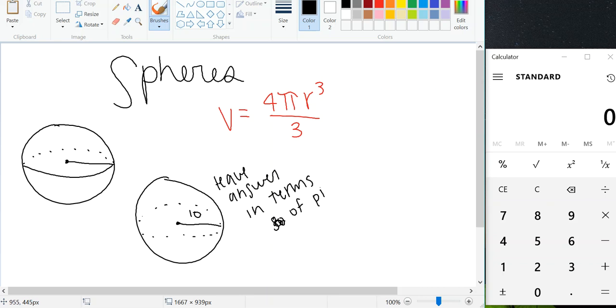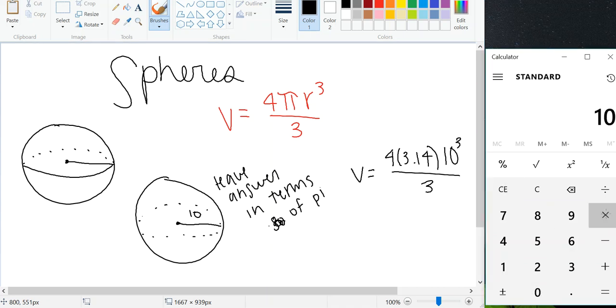We know the radius is 10. So I have V equals 4 times 3.14 times 10 cubed divided by 3. And I'm realizing now I probably shouldn't have switched that to 3.14 because I'm telling you to leave it in terms of pi, so we'll go ahead and fix that in the next step.